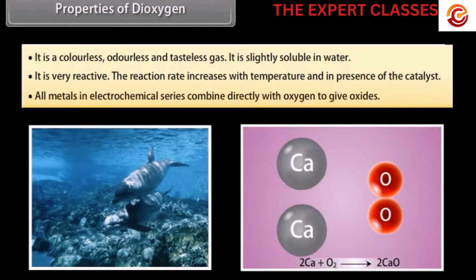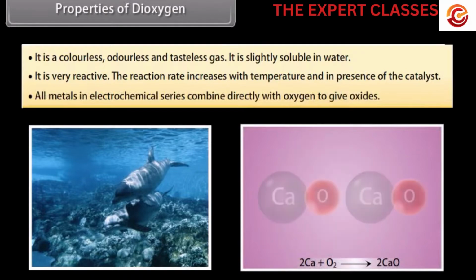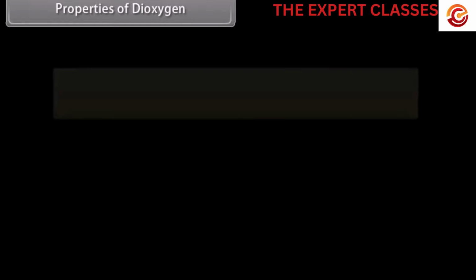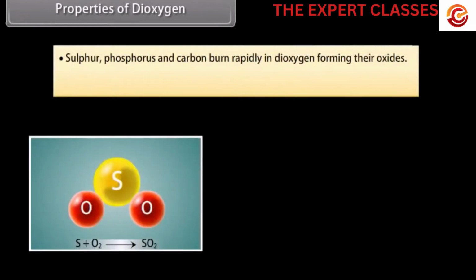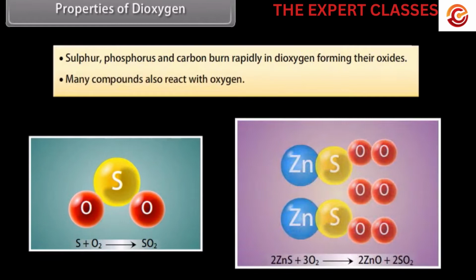All metals in the electrochemical series combine directly with oxygen to give oxides. Sulfur, phosphorus and carbon burn rapidly in dioxygen, forming their oxides. Many compounds also react with oxygen.